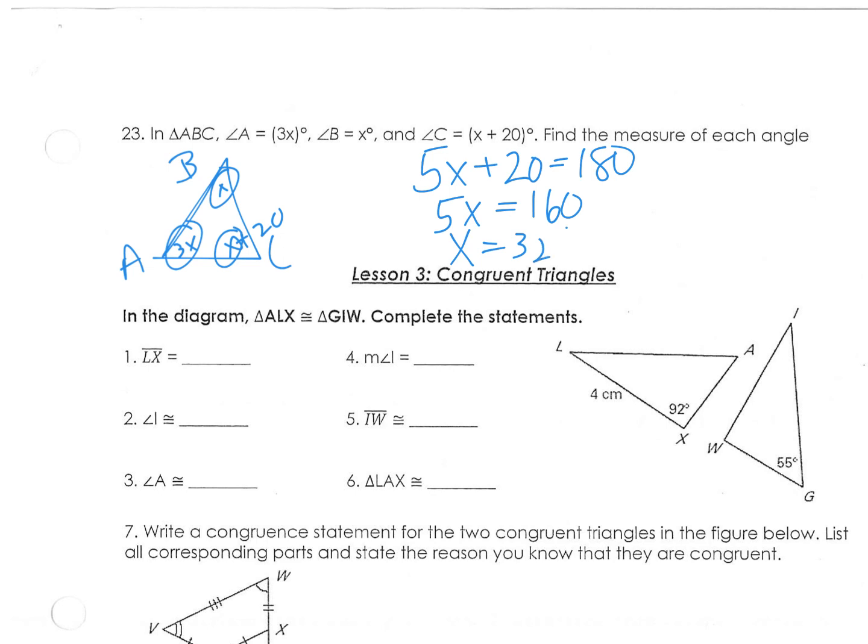So each of those angle components is 32. So B is 32. Angle A is 32 times 3, so it'd be 96. And C, angle C is 32 plus 20, so that would be 52.